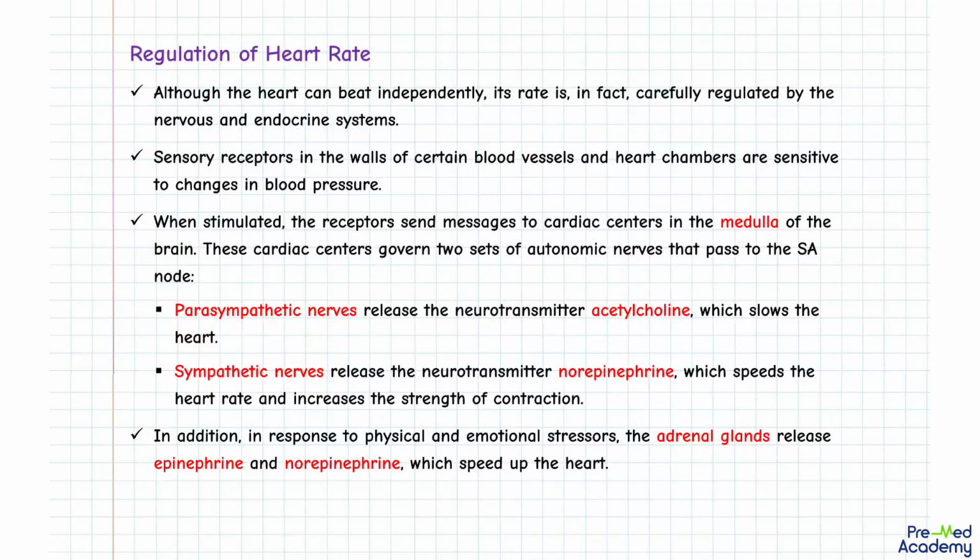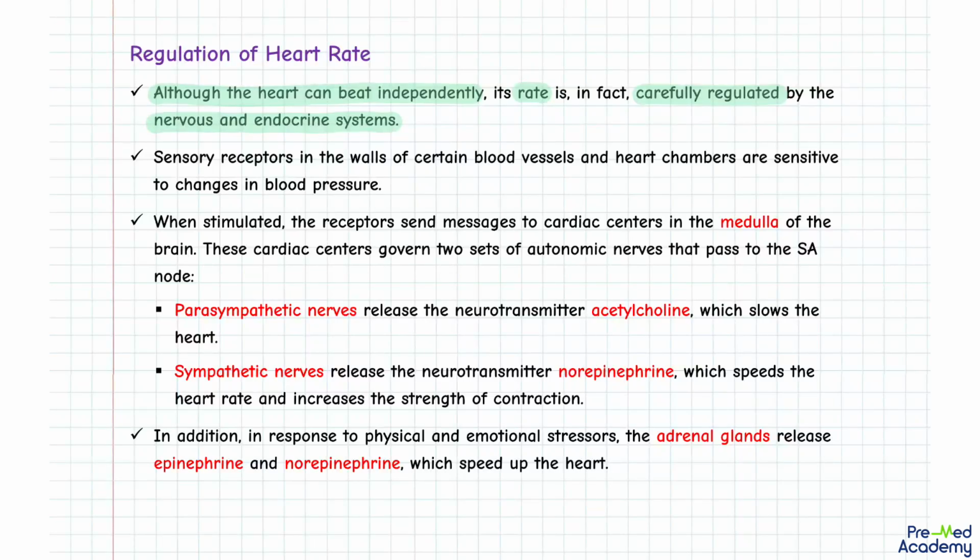It doesn't need the brain to tell it to contract. It has its own pacemakers. However, although the heart can beat independently, the heart rate is in fact carefully regulated by the nervous and endocrine systems in order to meet different needs of the body. Obviously, when we run uphill, the body needs the heart to beat faster and stronger than when we are at rest. But the heart itself has no way of knowing what are the actual needs of the body.